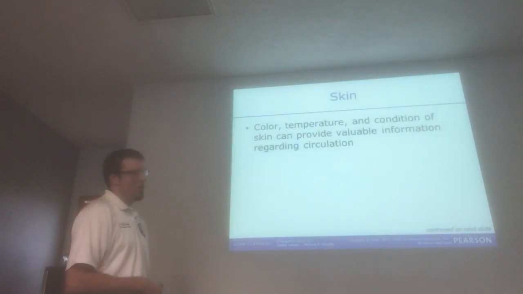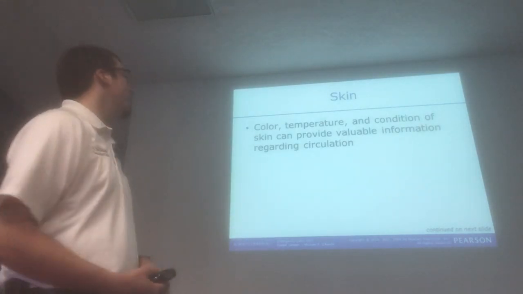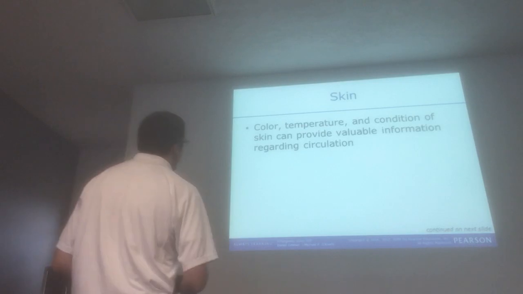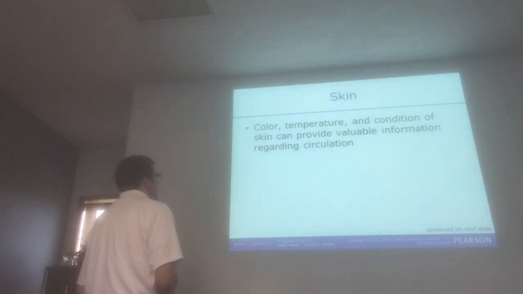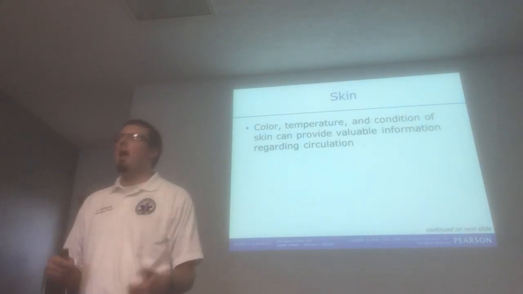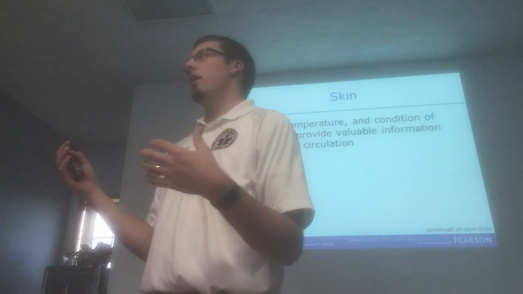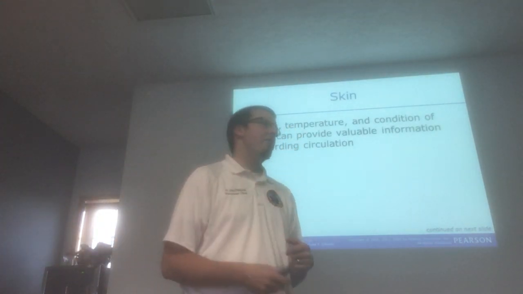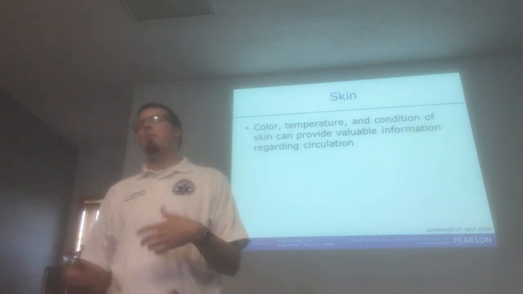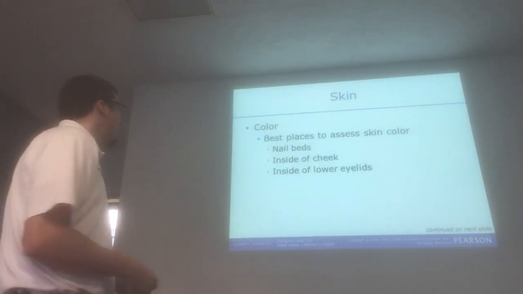So skin, that's also one of the vital signs we're looking at. It's an outward sign that we can take in. They have color, temperature, and condition of the skin. It provides valuable information regarding circulation. So if they're pale and cool and clammy, we know they're probably sick. They might be shocky, okay? If they have warm, dry skin, they may be overheated. We have to look at all that to make a good impression of what we're doing.